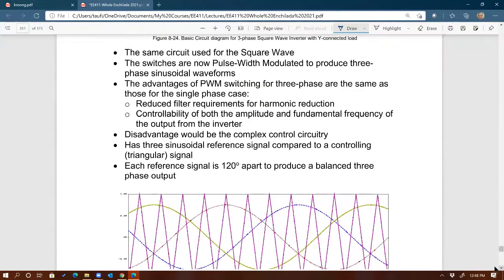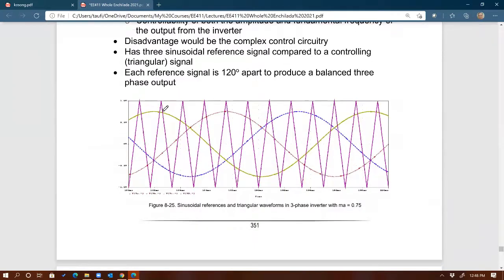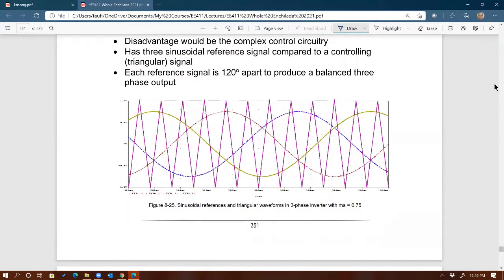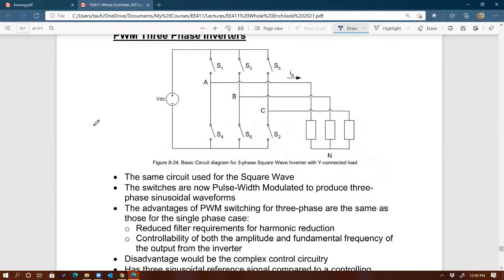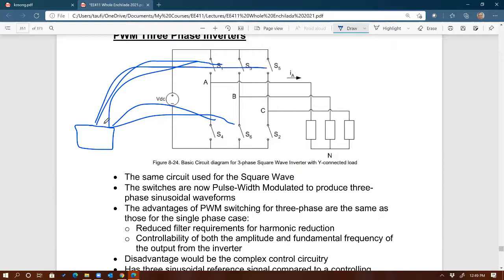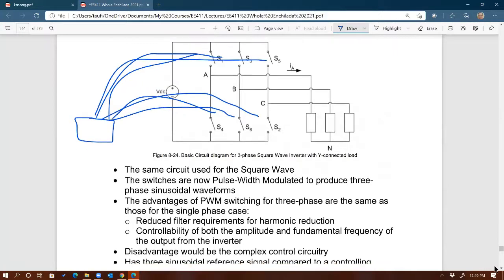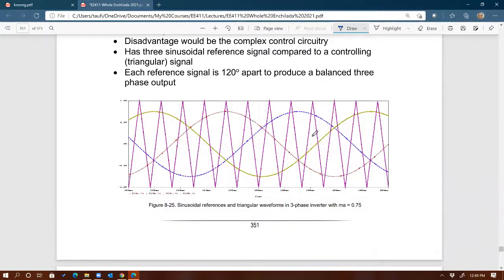Well, you learn from EE411 that if you want to get PWM in the controller, so imagine I have a controller, right? Controller circuit, right? And this will provide the signal to all 6, right? To all 6 switches like that. And inside this controller, right, you will have 2 different control signals. One is triangular waveform, the other one is the reference, which is the sine wave, right? The sine wave reference inside that controller determines the frequency of the output.